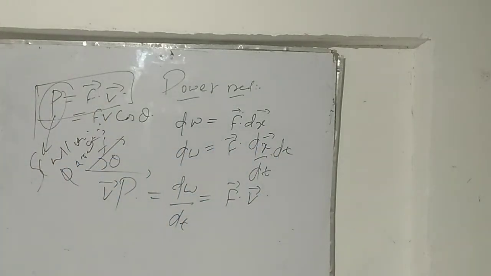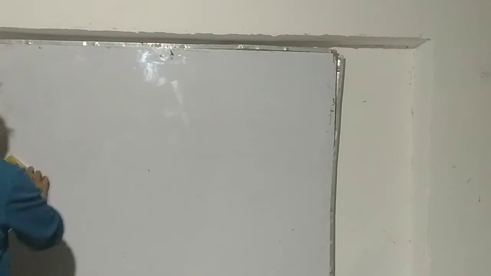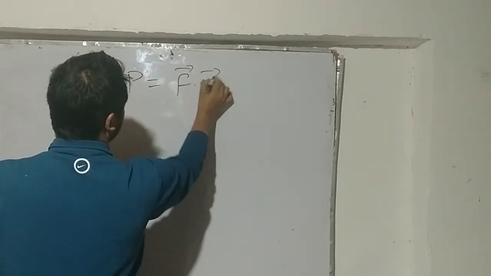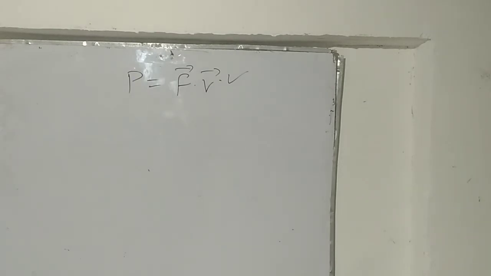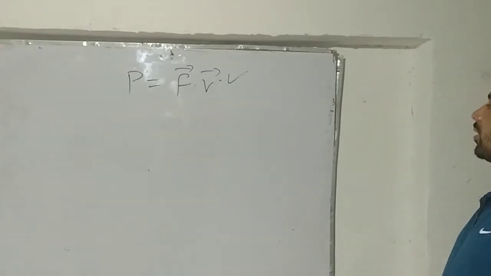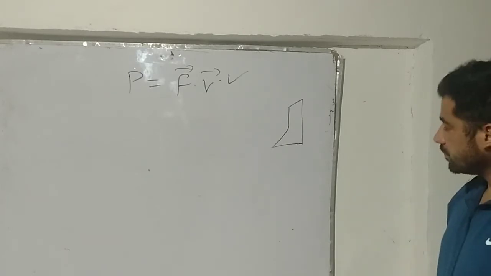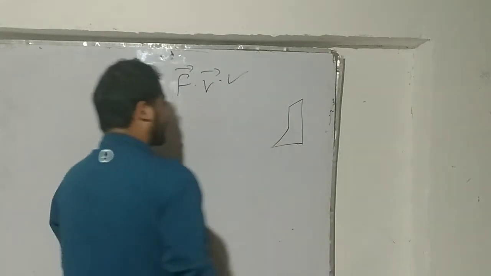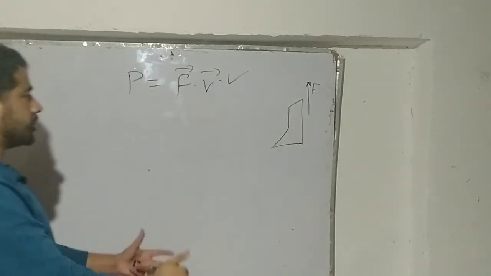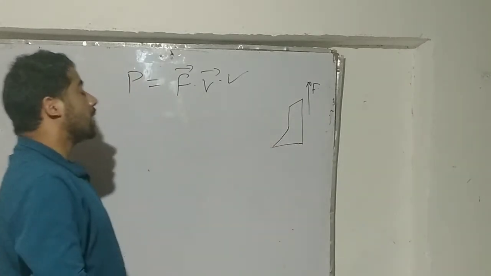Now let us do a simple problem in this context, based on the power expression I got, the dot product of force and velocity. In the problem, suppose this is my rocket, and the rocket's engine delivers a constant thrust that pushes the rocket up.